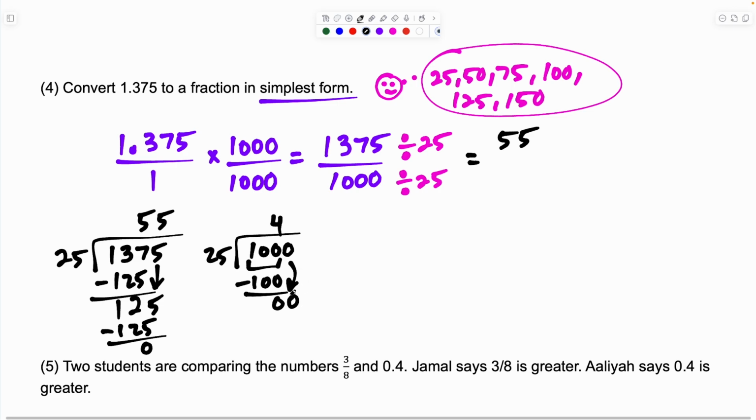We bring down the last 0, and 0 divided by 25 is 0. 0 times 25 is 0. We subtract, and we have no remainder. So we're going to get 55 over 40.